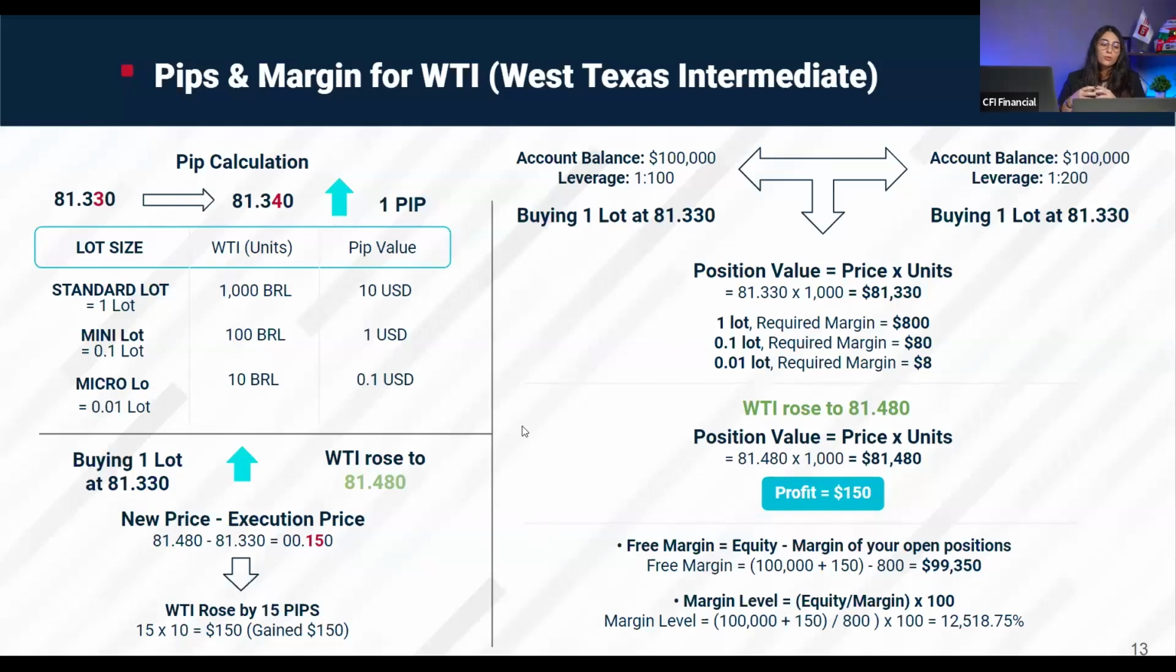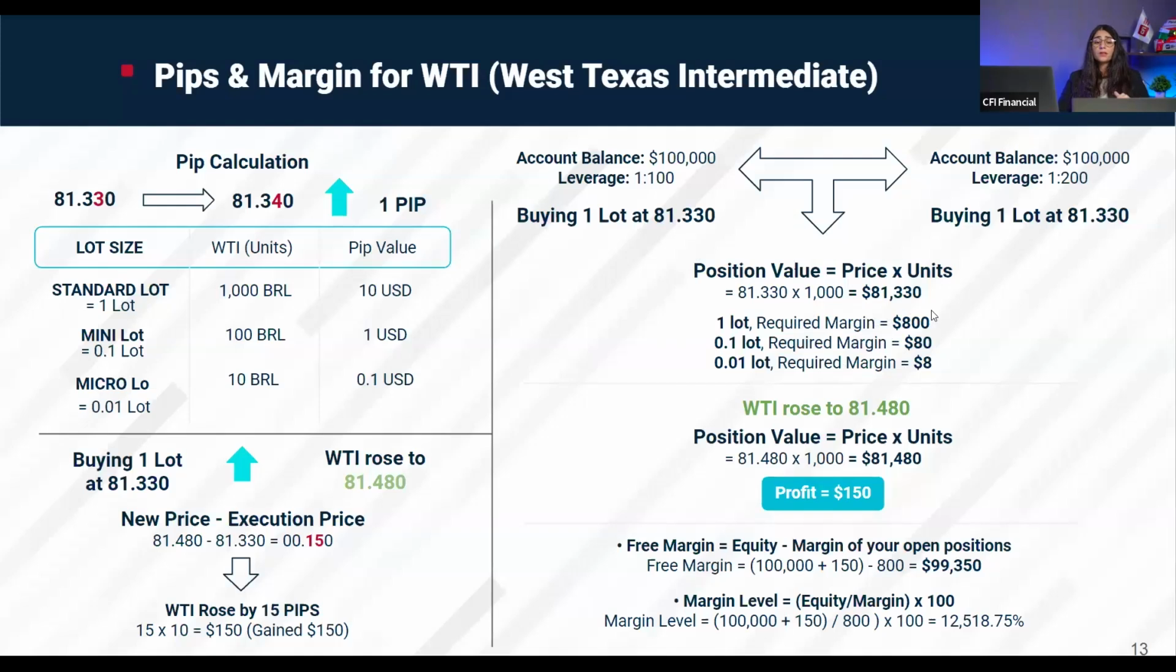So here we're trying to prove the point to you that no matter the leverage, WTI has a fixed margin. So I'm going to show it to you step by step. Let's say that I'm buying one lot at a price of 81.380. The first step, like we said, is we're gonna calculate the position value of the price that I entered. So 81.380, I multiply it by 1,000 because I'm entering one standard lot, and one standard lot is equal to 1,000 barrels.